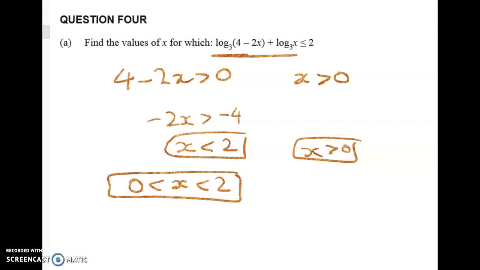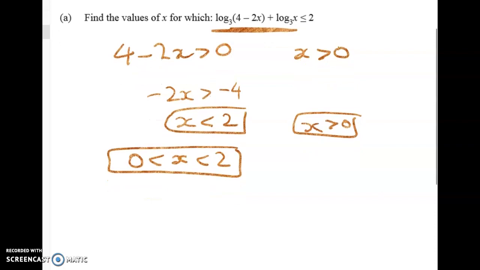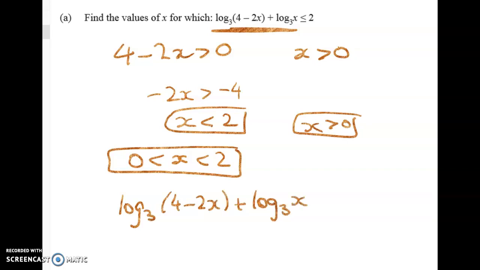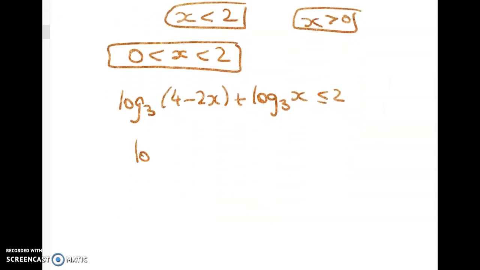Now that we've done that, we're going to work on cleaning up the left-hand side, and then we're going to undo the logs on both sides. So we're starting from here, and we're going to turn that into the log of a product.